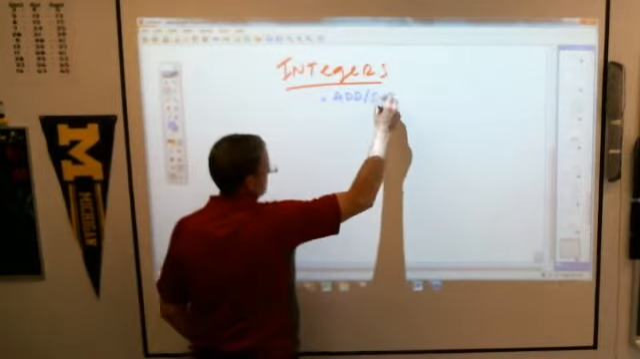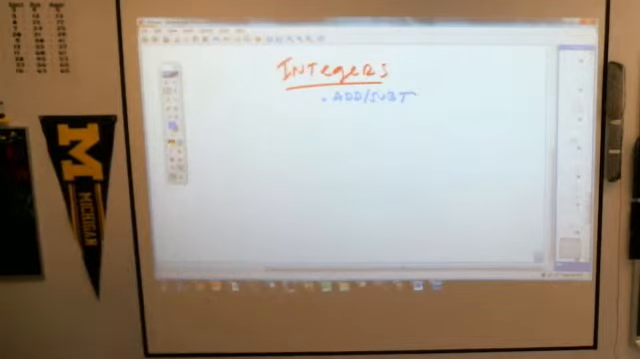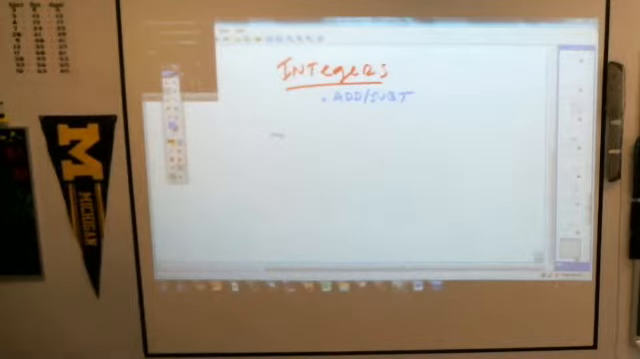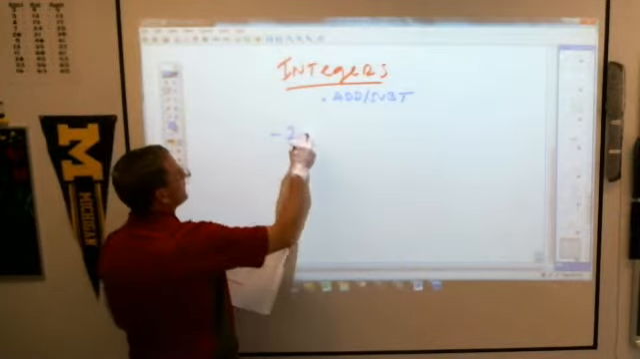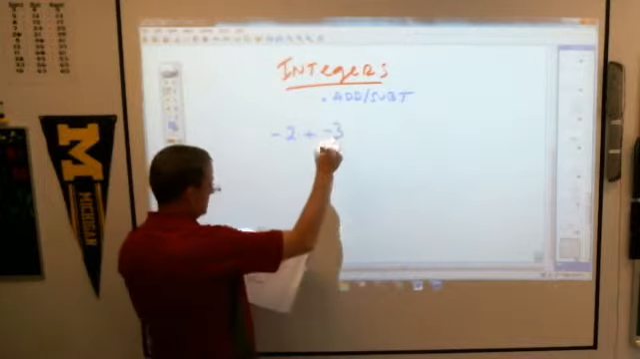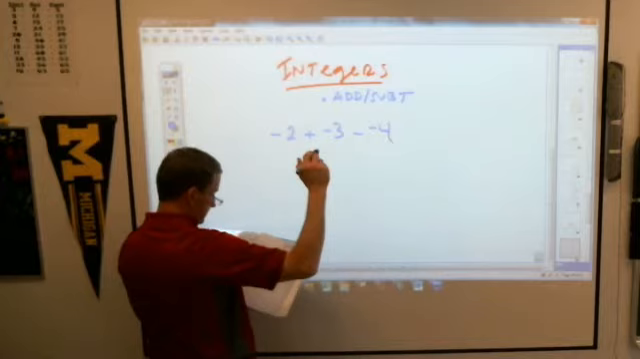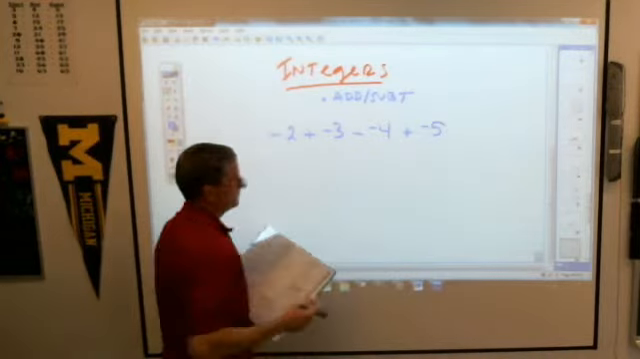Adding slash subtracting. And then write down this example sort of problem, because they're going to give you all sorts of confusing stuff. Negative 2 plus a negative 3 minus a negative 4 plus a negative 5.